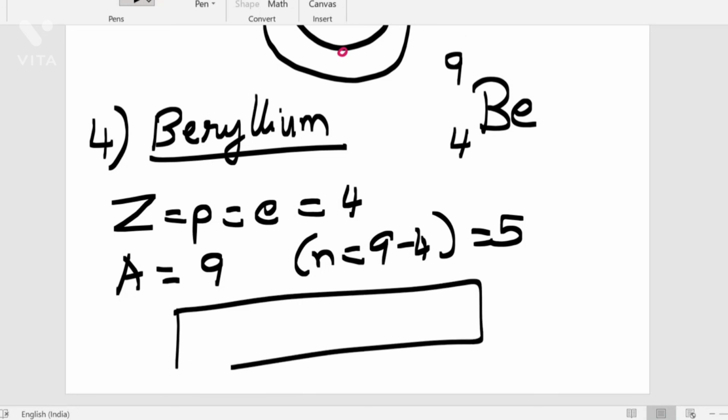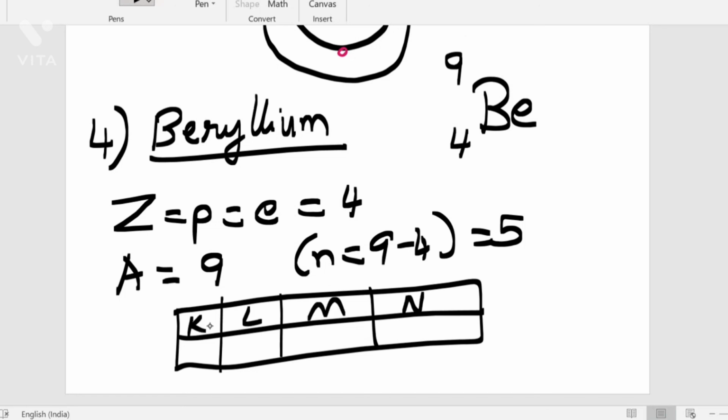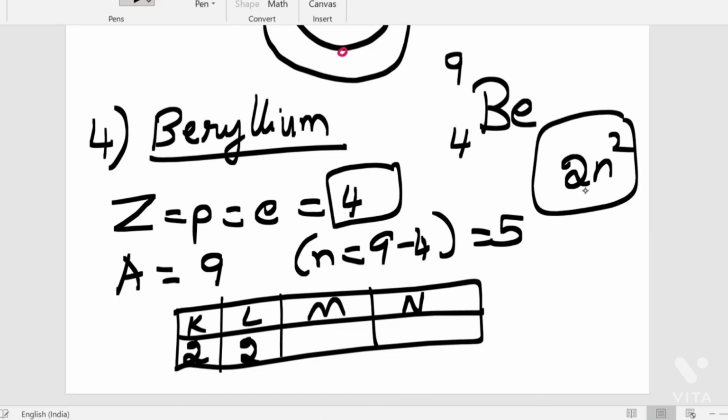To write electronic configuration, K shell, L shell, M shell, N shell. K shell I have here it is 4, so I can divide 2 and 2. Okay. So how to distribute the number of electrons and how to know what is the maximum number of electrons occupied? We are following the rule 2n square, that is 2 into number of shell into that is a square. Then M shell, so no M, no N.